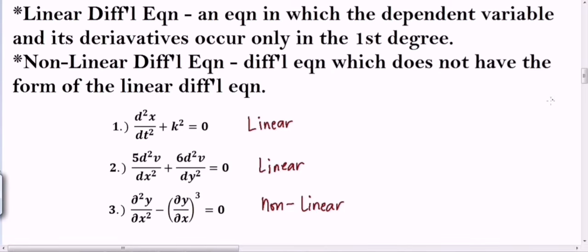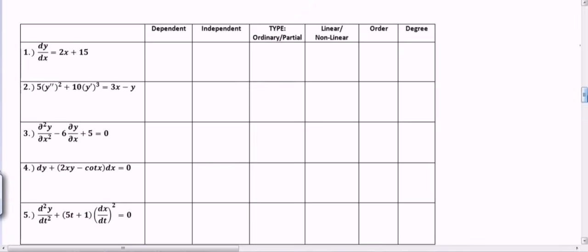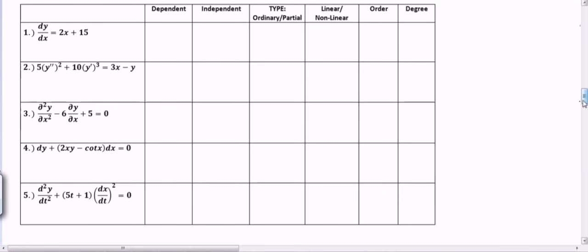Okay, let's summarize all the parts of this video. We have the identification of the dependent and independent variable of a given differential equation, what type it is, ordinary or partial, whether it is linear or non-linear, and then identifying the order and then the degree of the given equation. Okay, let's have number 1.